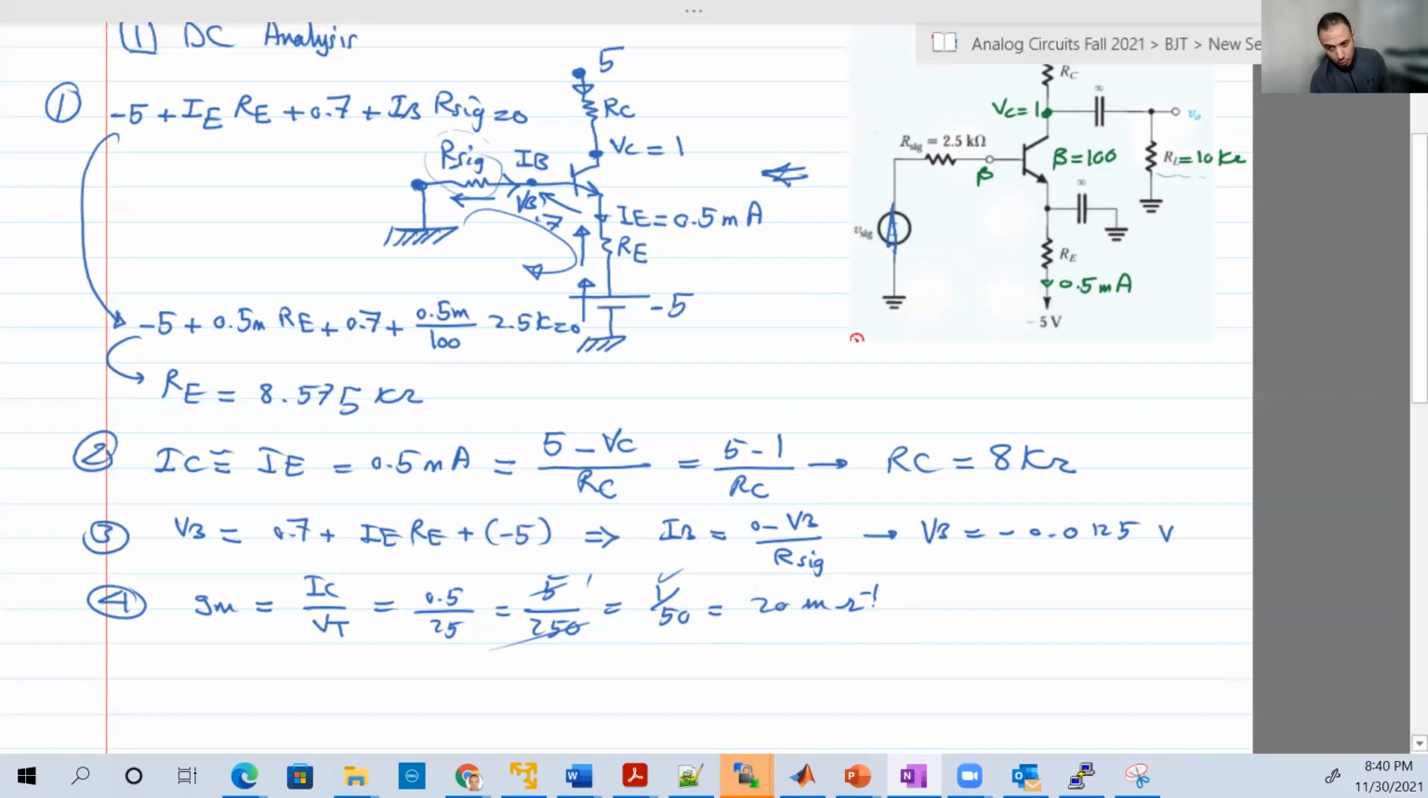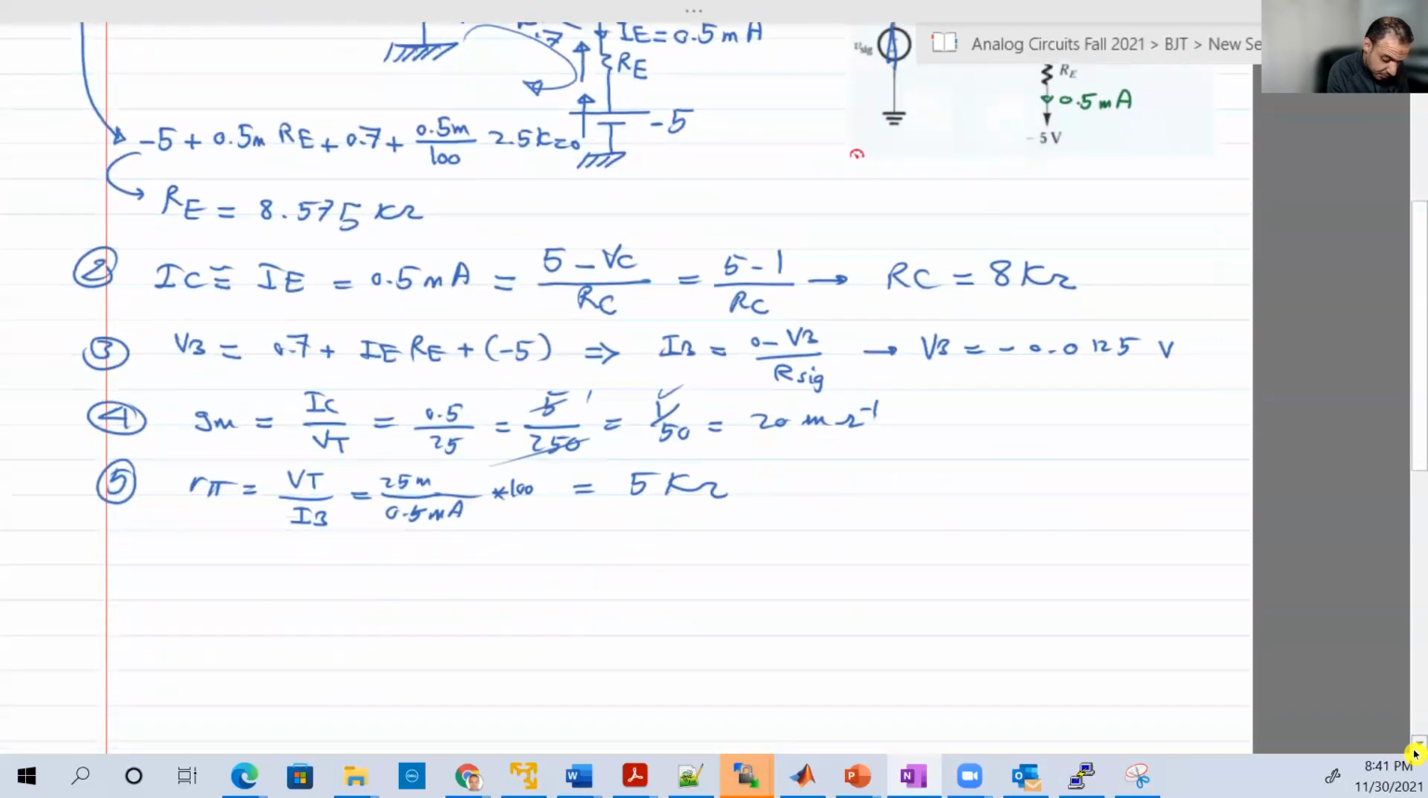Or 0.02 ohm minus 1. Number 5, R pi, because we're going to use it. We can use R pi or gm in AC, that's fine. R pi is VT over IB, 25 milli, and the IB is half milli amperes over 100. So the 100 will go to the numerator. So that will be 500. Will be half a kilo ohms or 5 kilo ohms. Okay, that's basically the DC part.